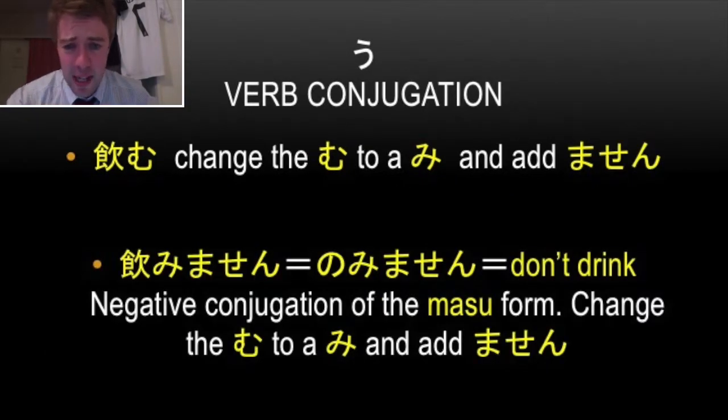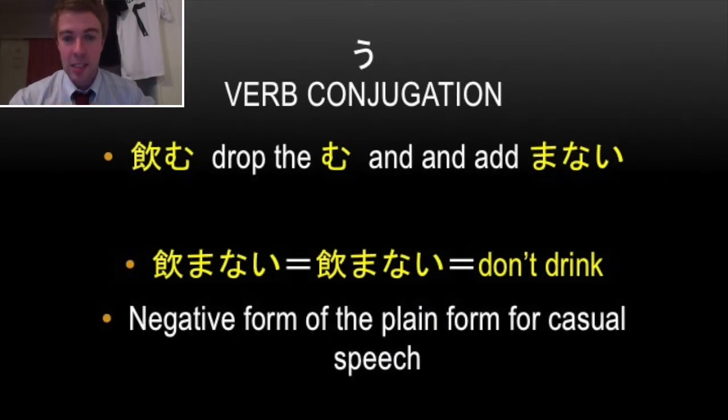Let's look at our next example. So once again, we're changing that mu to a me, and then adding masen, okay? So nomimasen. Let's move on to our next example.